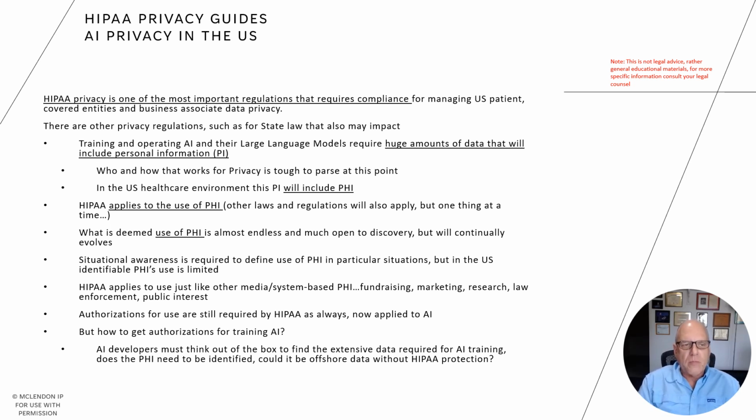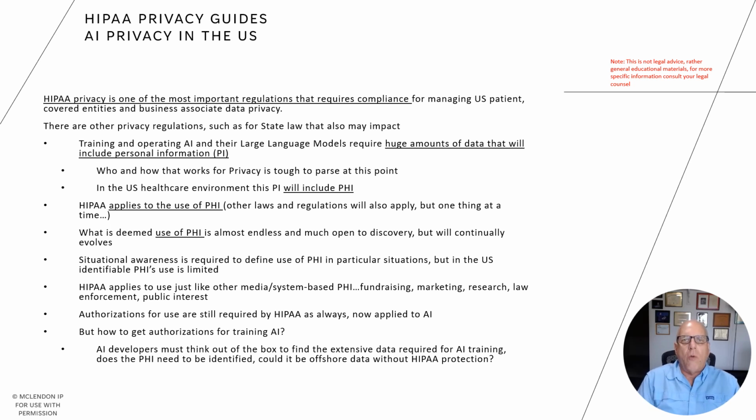In the U.S. healthcare environment, personal information will include protected health information under HIPAA. HIPAA applies to the use of PHI, or protected health information. You may have multiple laws covering the PHI that you may want to use with your AI. What is deemed use of PHI is almost endless and much open to discovery, but will continue to evolve. So we don't even know all the questions about how to use protected health information in the context of AI.